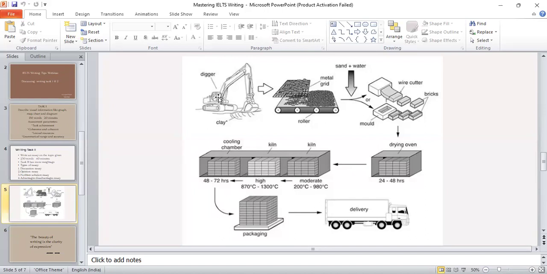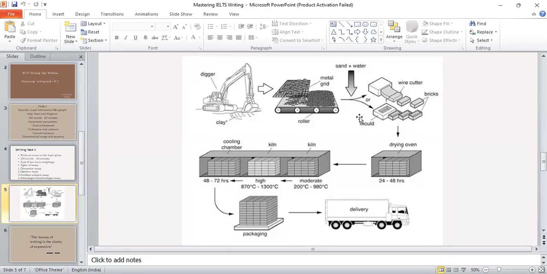So here it starts from a digger. The clay is being dug up from the ground, and next another process is there. So there are different procedures given in the picture. You should be careful with the images and also the words given in the visual representation. So here it is digger. Here we have clay, the metal grit, roller, sand plus water, mold, and here there is an or.